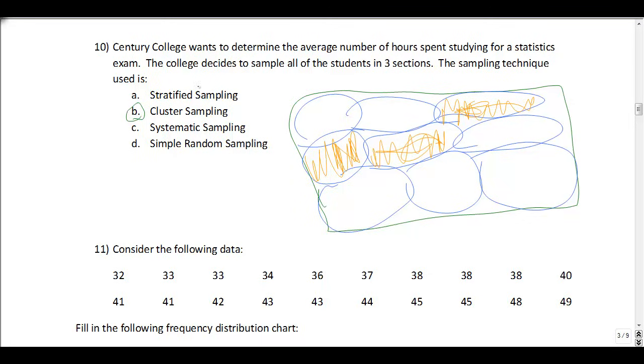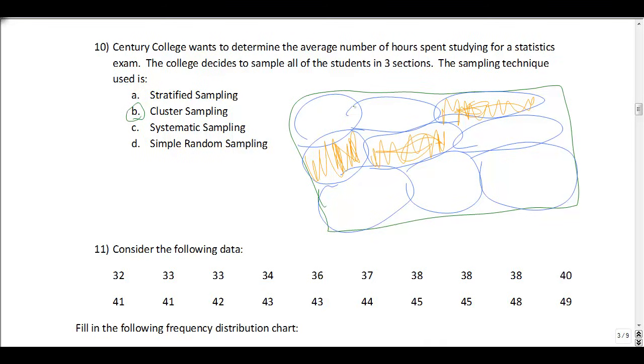Note, if this was stratified, we would take some students from each group. Now, probably you're going to get a better estimate if you did stratified sampling and you took like 5 students from each section, or however many you'd want to take here. The advantage of cluster sampling is that when I take all of the students in each of these sections, I can just go to one section and ask everyone in that section how many hours they studied. It's easier logistically, I don't have to go to a bunch of different sections.